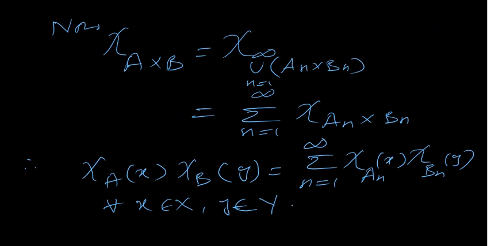So x is in A, y is in B, so that means this is equal to 1, and x is in A_n, y is in B_n for some unique A_n and B_n, so that summation will be equal to 1, because x is in exactly one A_n and y is in exactly one B_n, and these n's are the same. For the rest of the n's, x is in A_n only for one n. Say n is equal to 5, then x is in A_5, y is in B_5, and x is not in A_n for n not equal to 5, y is not in B_n for n not equal to 5, so that means this summation will be equal to 1.